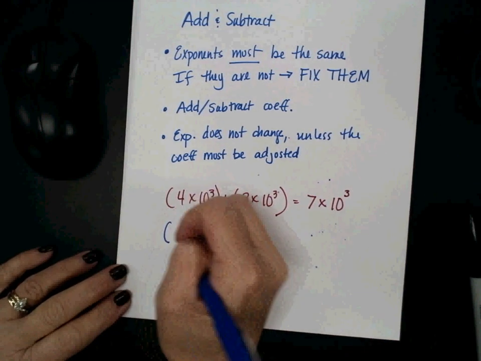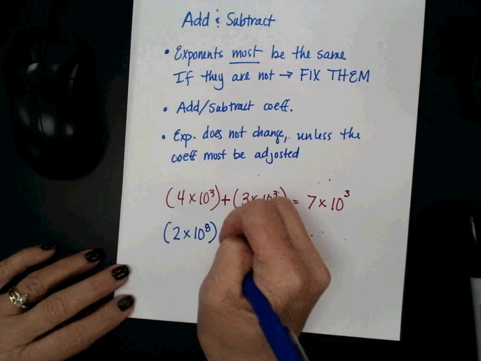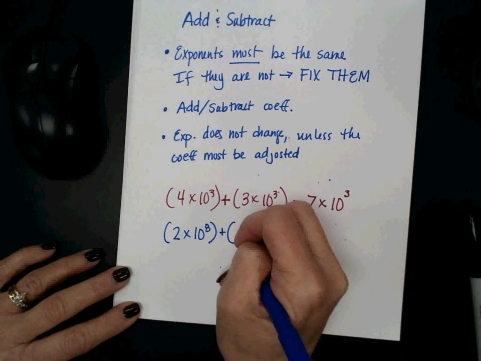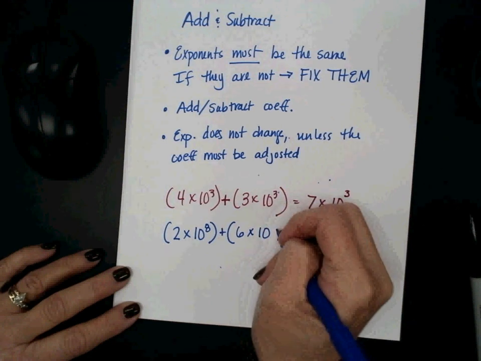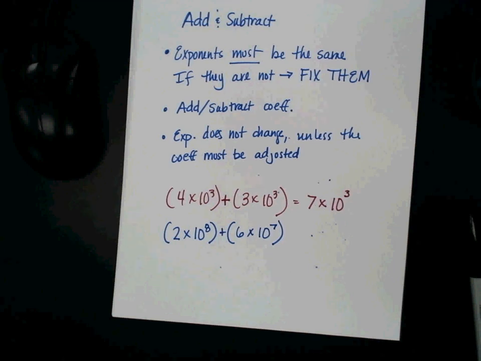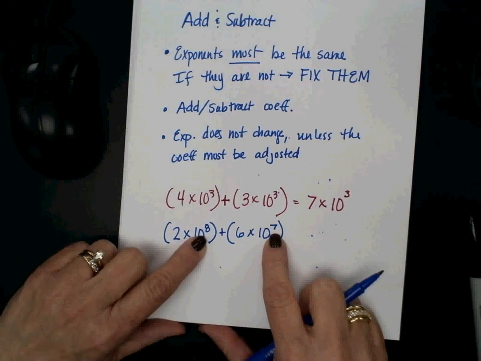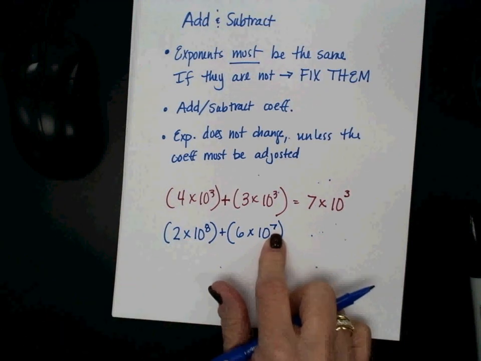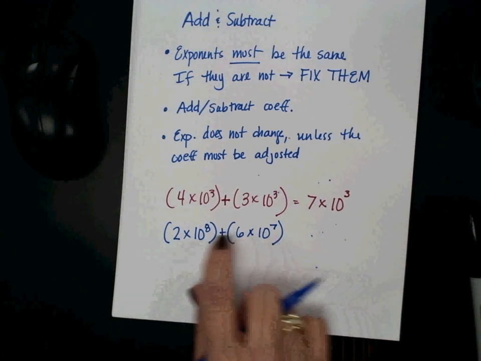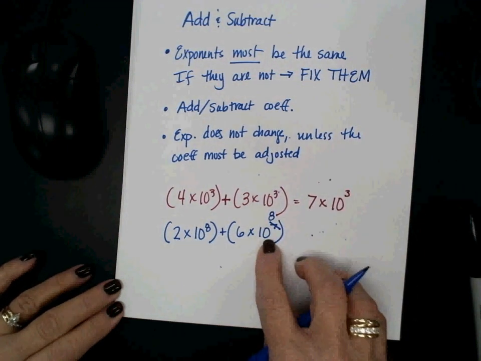Now let's look at one that's not quite so simple. 2 times 10 to the 8th plus 6 times 10 to the 7th. So I look at them and I go, well, crap, they're not the same. And then I say to myself, I must fix them. This is the best way to fix. It saves you work in the end. Take your smaller exponent and make it match the larger. So I'm going to take my 7 and make it an 8.